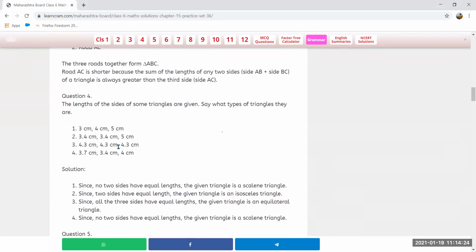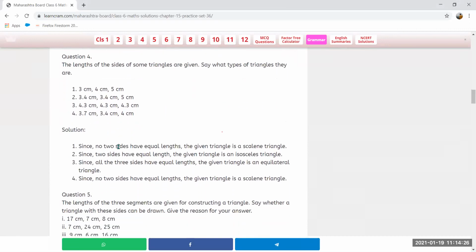Now question number 4: the lengths of the sides of some triangles are given. Say what type of triangles they are. For example, here it is given 3 centimeter, 4 centimeter and 5 centimeter. Means the lengths of the sides of some triangle are given.